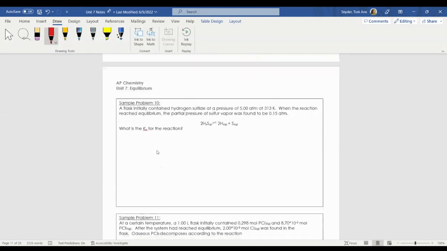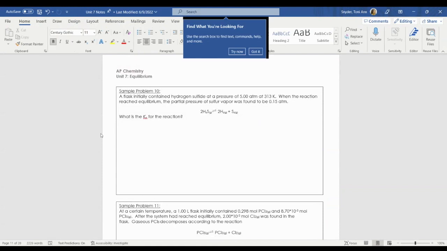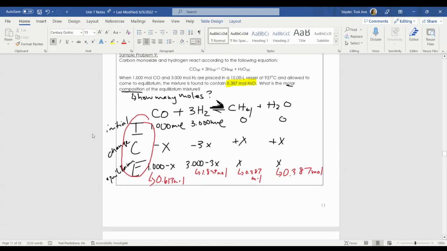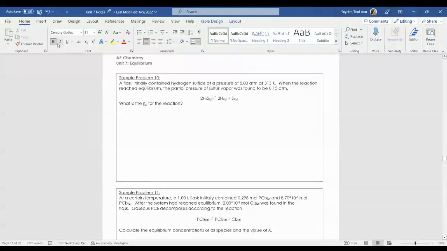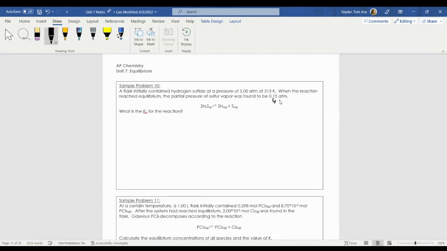Let's try sample problem 10 in this case. So we're taking this idea of the ice chart and really putting it together with a lot of stuff we've already learned. In this case, it's saying a flask initially contained hydrogen sulfide at a pressure of 5 atmospheres at 313 Kelvin. When the reaction reached equilibrium, the partial pressure of sulfur vapor was 0.15. So this is 0.15 at equilibrium.